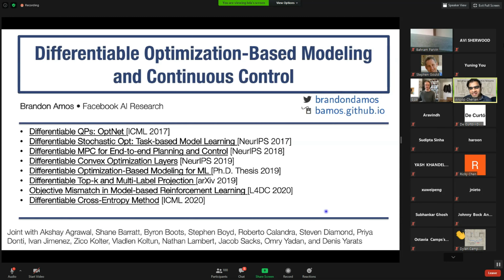Thank you so much, Brandon. It was an amazing talk, and it's very useful. I personally used OptNet for some of my projects, and it's awesome. It reduces a lot of complex things that you have to do, and it's very efficient as well. It's wonderful.